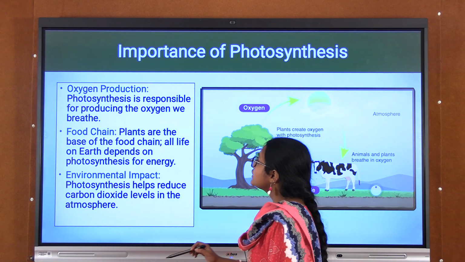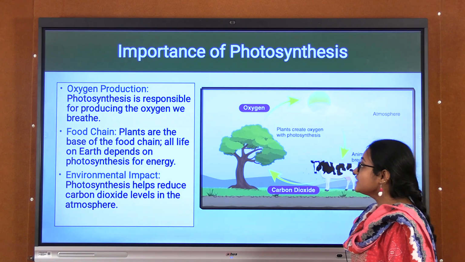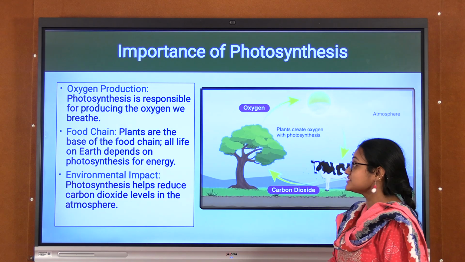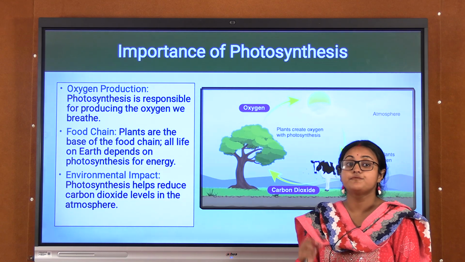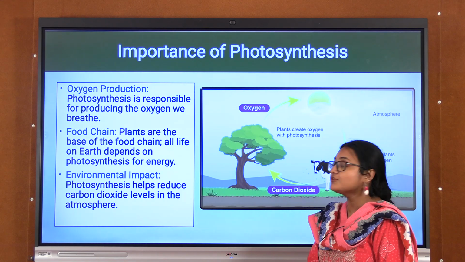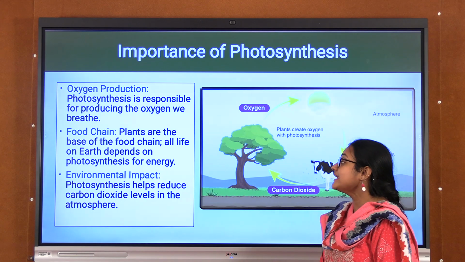As for the importance of photosynthesis, it is required for producing oxygen, which we need for breathing and respiration. It also produces glucose, which is the food for plants, and is required for maintaining the food chain and for the environment.